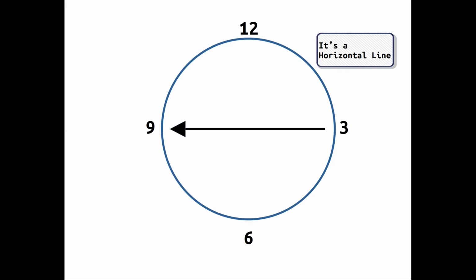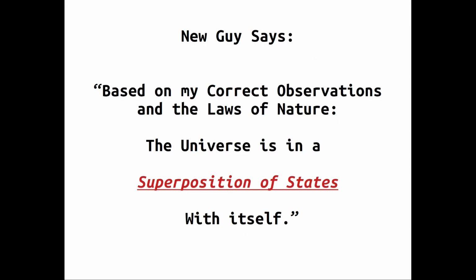Now, New Guy makes millions of observations just like these and comes to us saying, based on my millions of correct observations and the laws of nature, I have proof that the universe is in a superposition of states with itself. I think we would easily see the flaw in the argument. If you are confusing 2 different states of a system as one, then you're going to end up with false conclusions, such as a superposition of states in the universe.